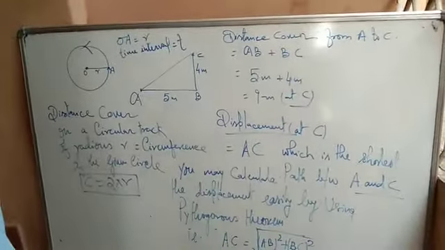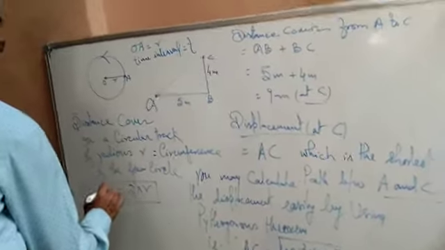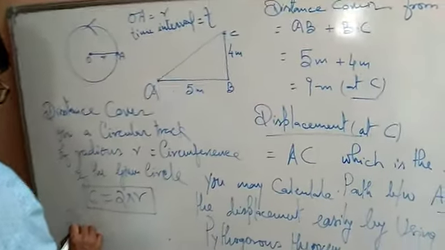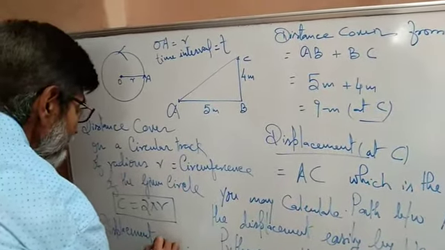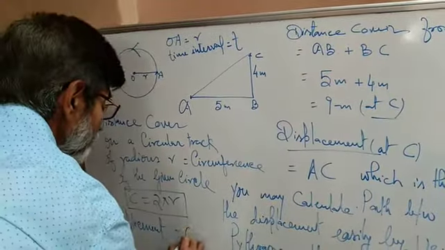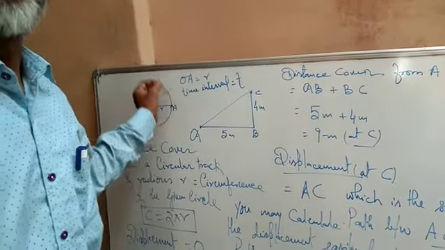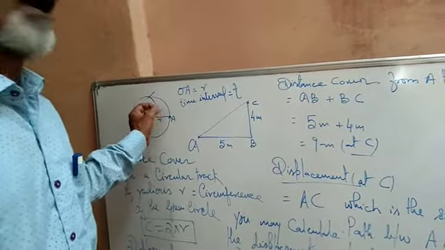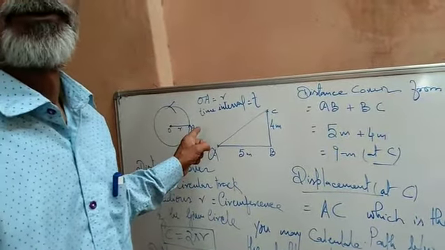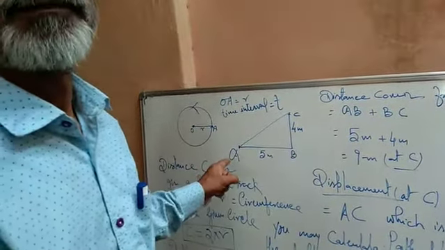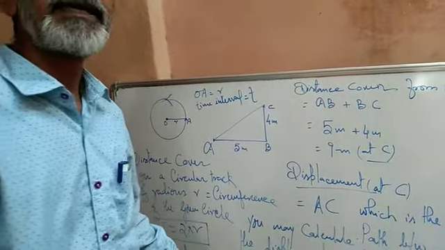But what about its displacement? Distance traveled is 2 pi r, and displacement will be 0 because he initially started from A and finally, after a time interval of t, reaches A. So the initial and final positions are the same, the difference of initial and final is 0, so the displacement is 0.